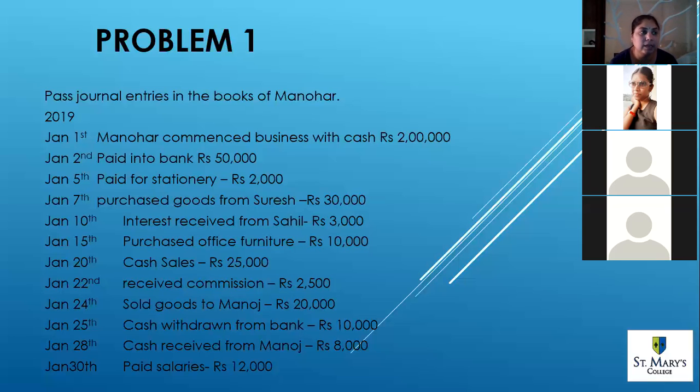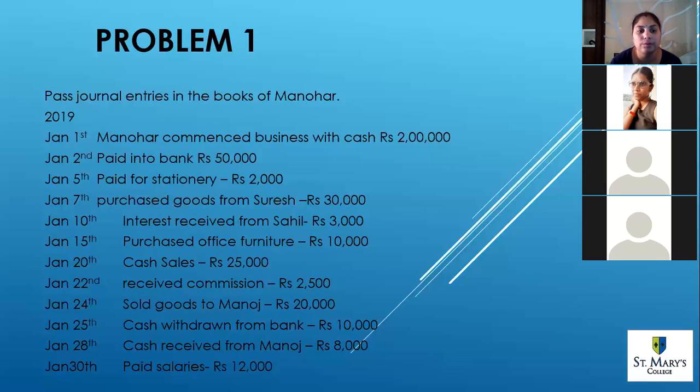January 22nd, it says received commission 2,500. So we have received commission from someone. It's implied that we will receive commission in the form of cash. So the two accounts involved are cash account and commission account. We are receiving commission, that means cash is coming into the business. Cash is a real account, it is coming in, so cash will be debited. Commission is a nominal account and you are receiving commission here, so it's an income for us. Incomes are to be credited, so commission account will be credited.